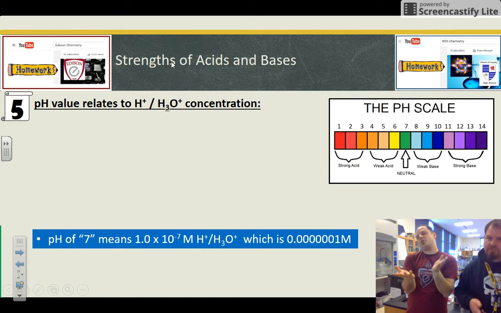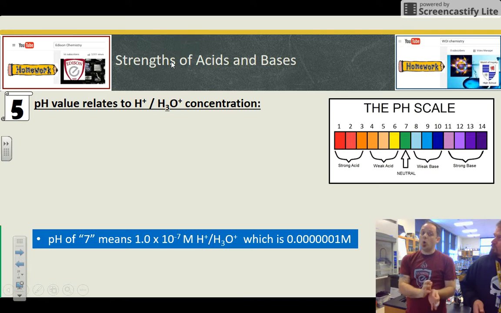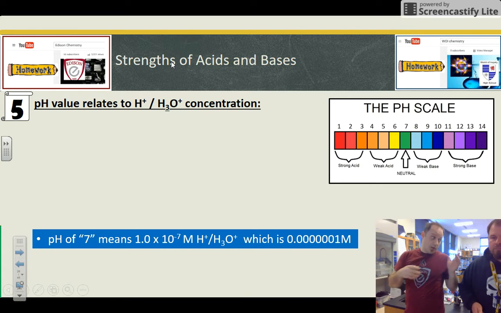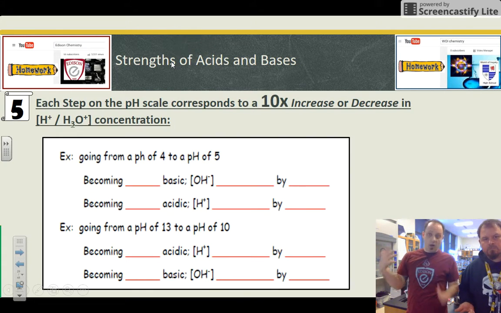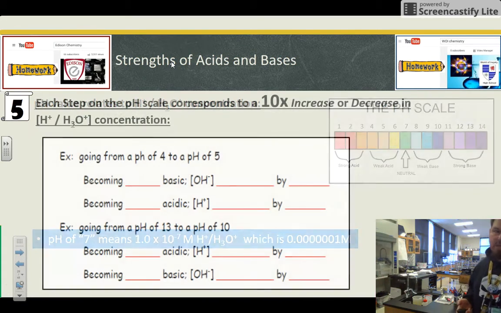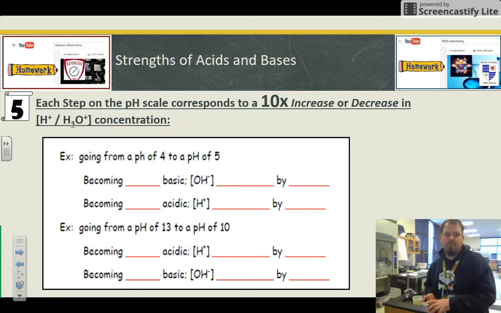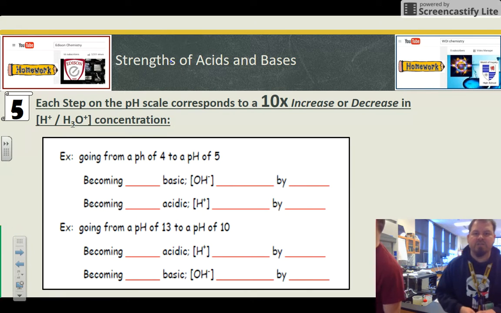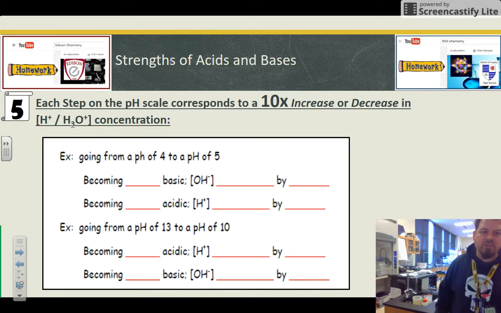So that's why a pH of 14 means very low H plus concentration, which as we know means very high OH negative concentration. We are not going to get into pOH. That's AP Chem. Notice this 10 times increase. It's big because that's what happens. So let's talk this through.